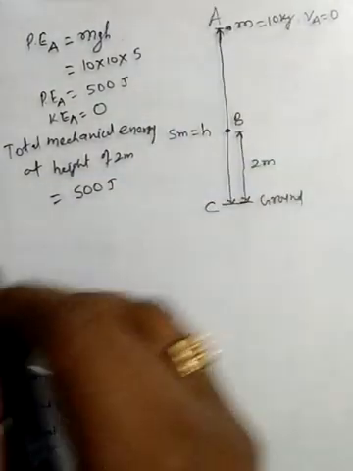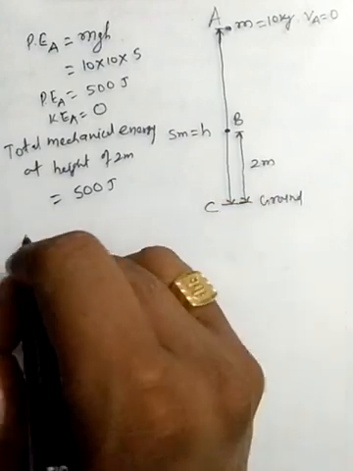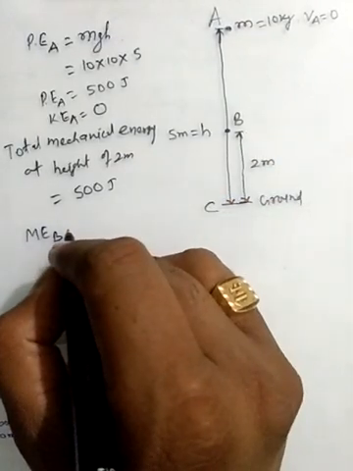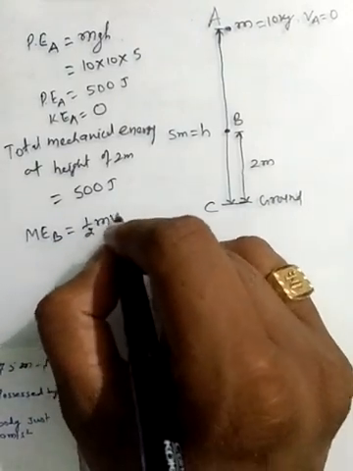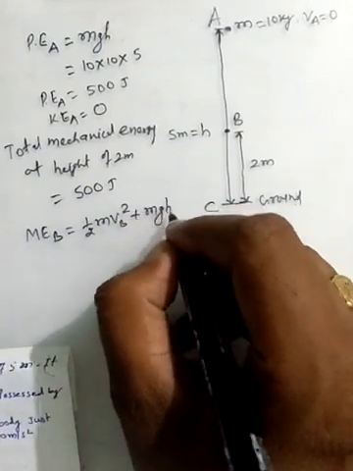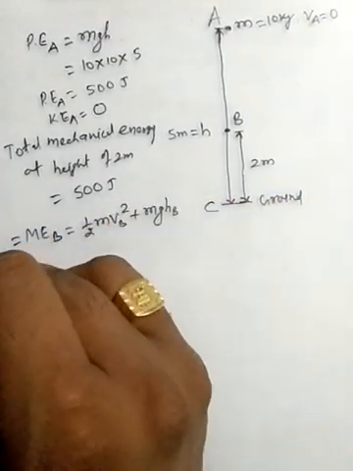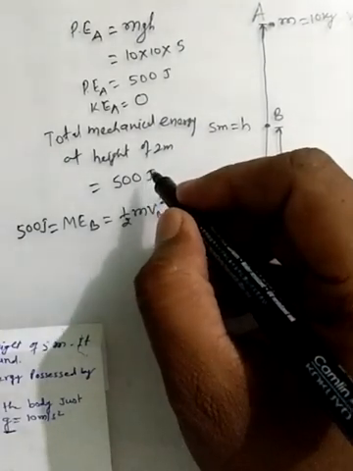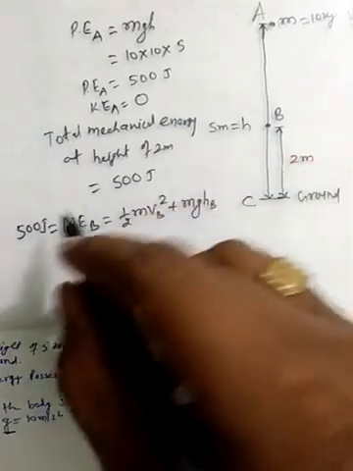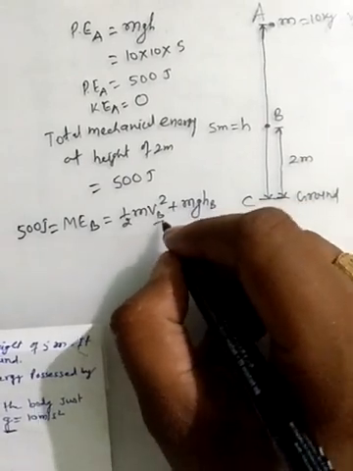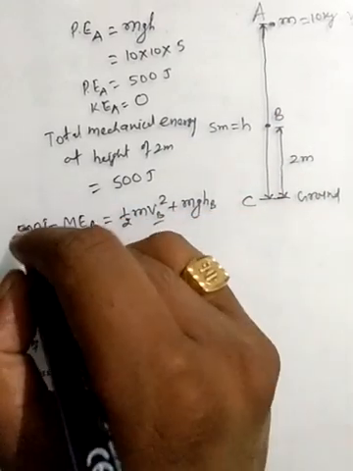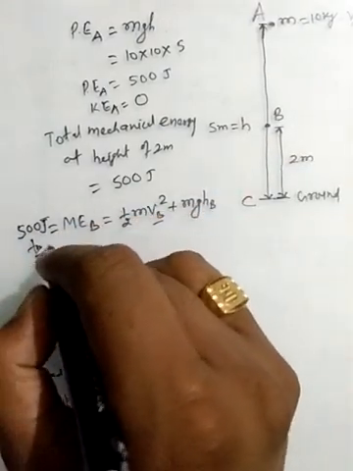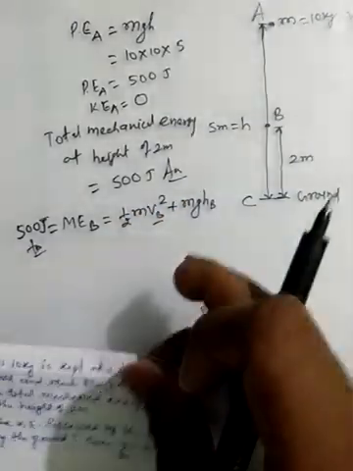At this point it possesses both potential energy as well as kinetic energy, and the total mechanical energy at point B, which is at 2 meter from the ground, will be equal to half m vb square plus mghb, and the total mechanical energy will be equal to 500 joule. Here this question only asks about the total mechanical energy at this point. From this equation we can calculate the velocity at point B, but there is no need to calculate the velocity at point B for this question. Therefore the answer will be 500 joule. This is the answer of the first part of the question.